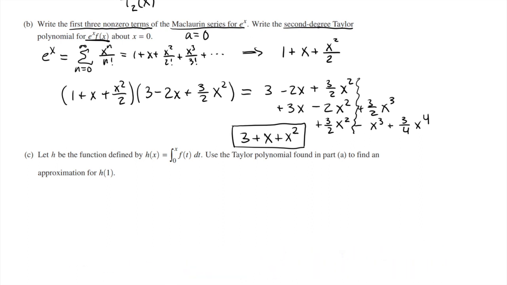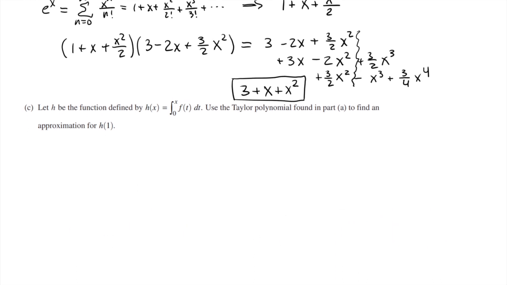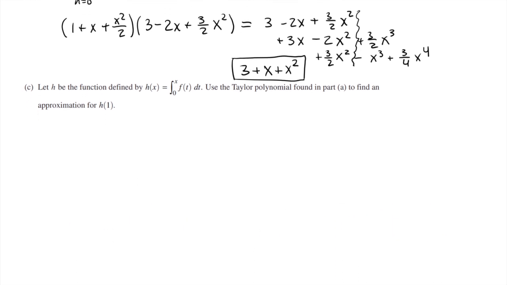Part C says to let h be the function defined by this integral. Use the Taylor polynomial found in part A to find an approximation for h of 1. Okay, so first let's just note that h of 1 means plugging in 1 for x.